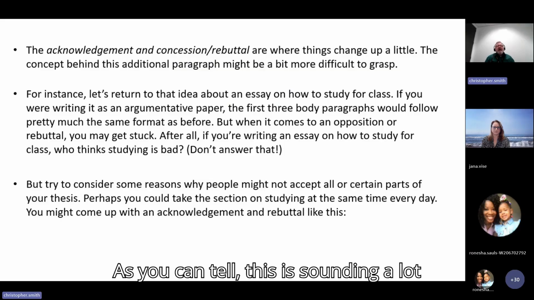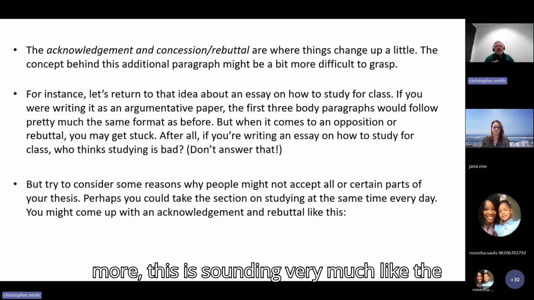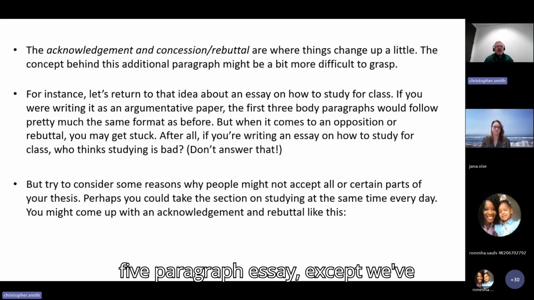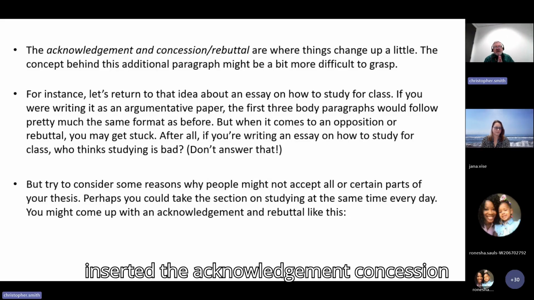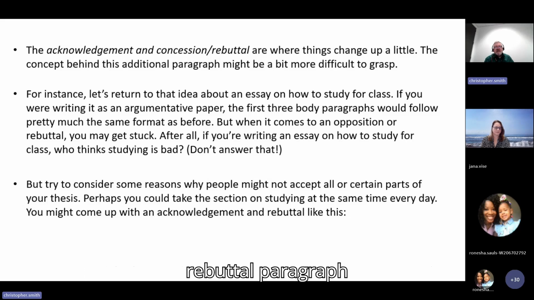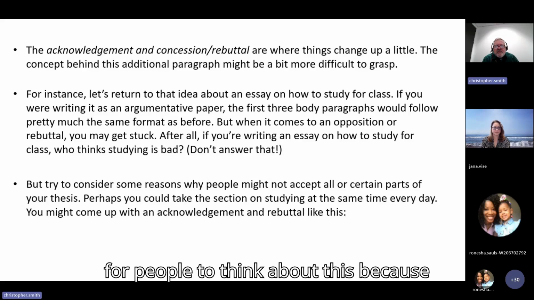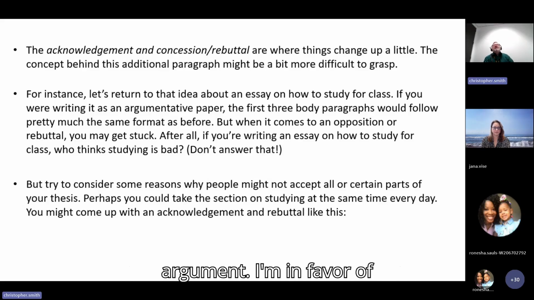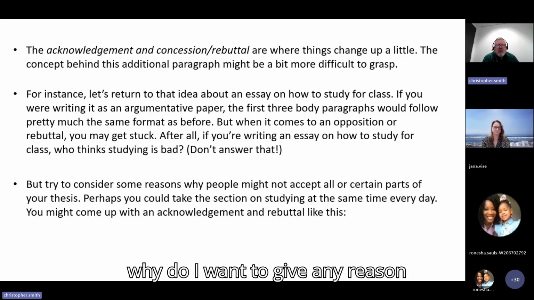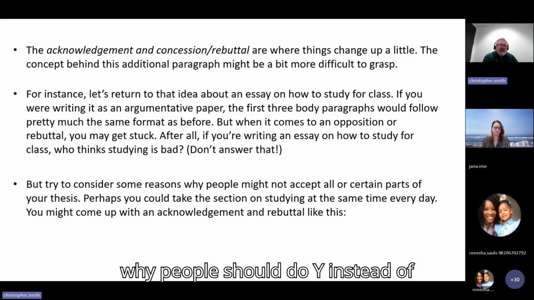Now, as you can tell, this is sounding very much like the 5-paragraph essay, except we've inserted the acknowledgement, concession, rebuttal paragraph right before the conclusion. Now, it can be a little bit difficult for people to think about this because they're thinking, well, I'm making an argument. I'm in favor of X. And so why do I want to give any reason why people should do Y instead of X?